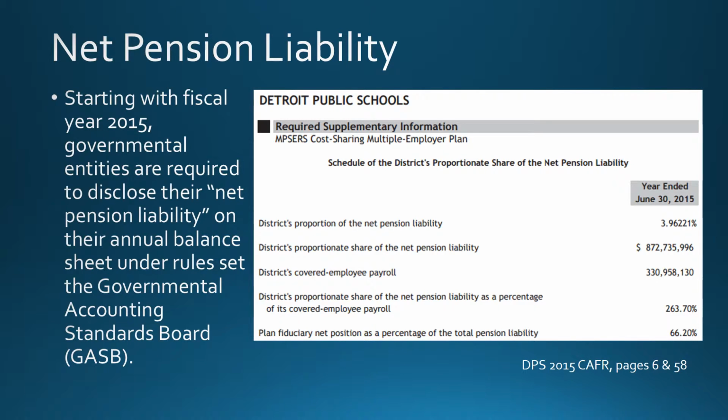Starting with fiscal year 2015, government entities are required to disclose their net pension liability on their annual balance sheet under rules set by the Government Accounting Standards Board. And here you can see in the Detroit Public Schools 2015 CAFR, they have to list a net pension liability of $872 million.